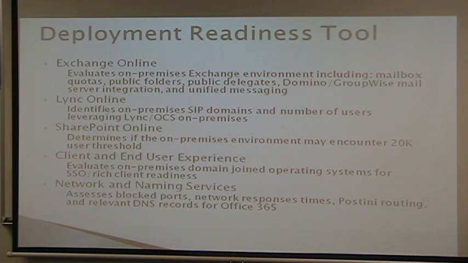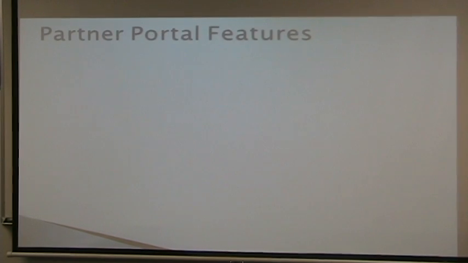But the one thing to note is it looks at all the different areas: Exchange, Lync, SharePoint, and end user experience, and the networking aspect, as well as the Active Directory infrastructure, to be able to diagnose that and find out where your problematic areas are going to be. If you want to take a look at that handout, it's all right there. There's the in-depth information. I don't really think we need to go over that too much though.